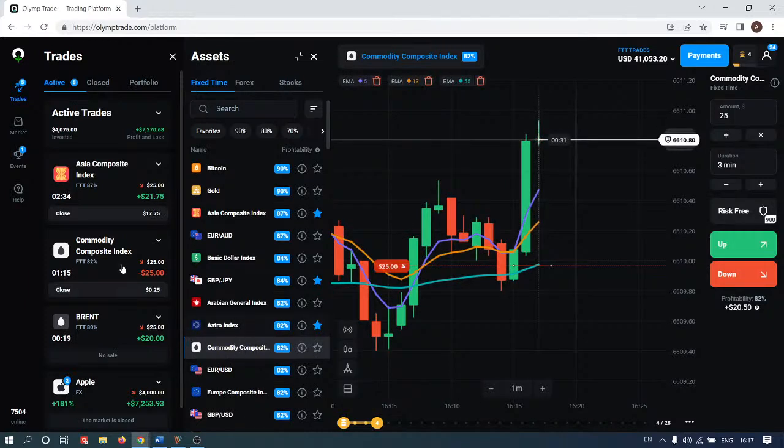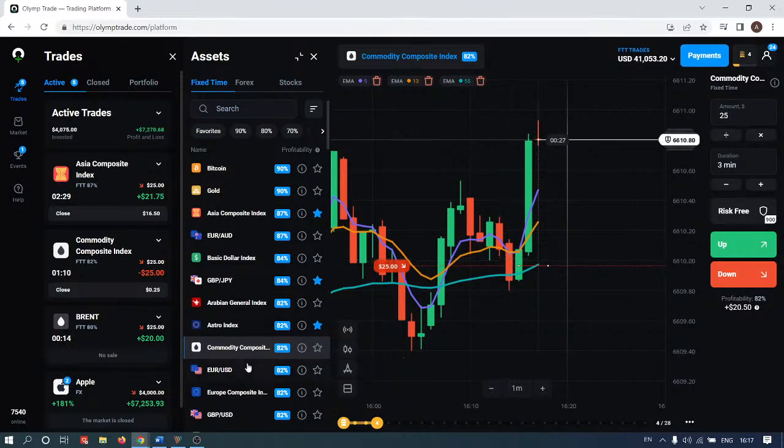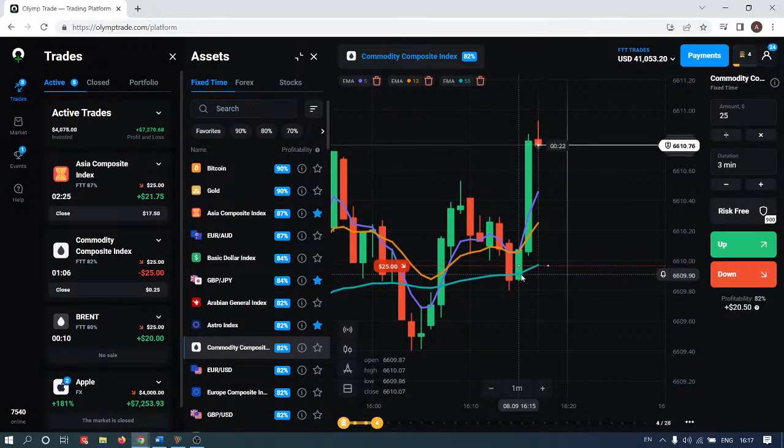Ooh, Commodity Composite Index. Oh, that was a trap. That was a bear's trap. I opened the trade downwards and then it reversed.